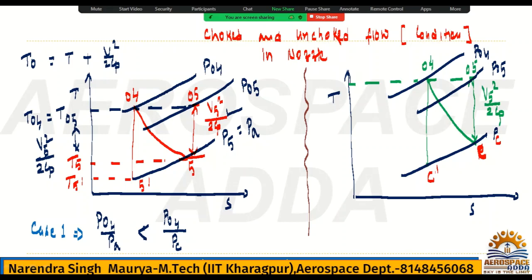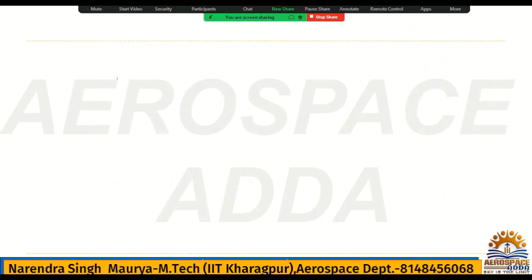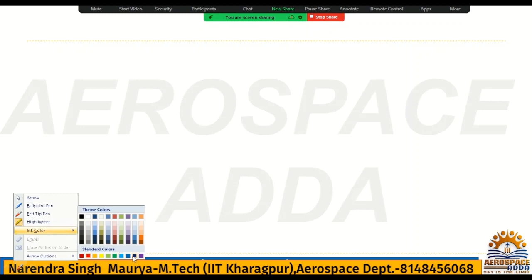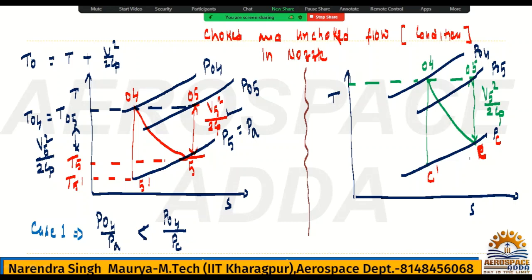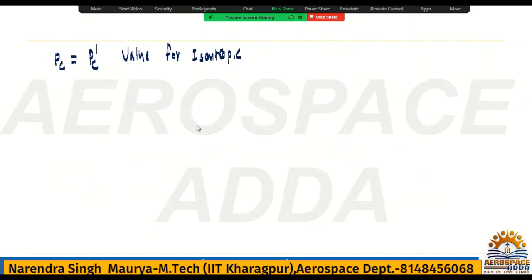Now, how to get the PC for isentropic flow? It's simple only. Let me find the PC value for isentropic. It is PC dash or PC, because it is the same pressure line. So for isentropic and real, temperature will change but the pressure line will be the same. See, C and C dash both are the same. I mean temperature will be different, it is okay, but what about the pressure? It will be the same. If you draw the pressure line and temperature line, this is the TC, critical temperature, okay. Now the point is how to get this PC value.